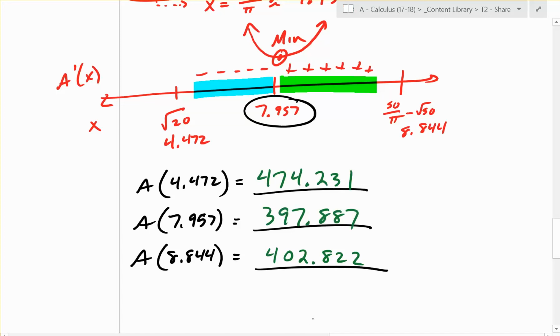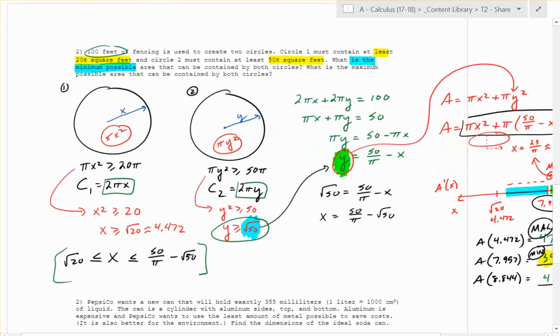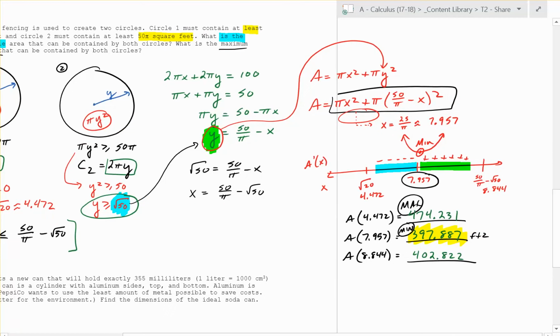sorry, I flipped those numbers there, but now it's correct. The minimum does actually occur right here. So the minimum area would be 397.887, and this is going to be feet squared, I think. And then this is the min, and then our max is occurring over here. So our max is when x is equal to the square root of 20, which is what we need to answer, because it also asks us for the maximum possible area. So we just found the min and max.